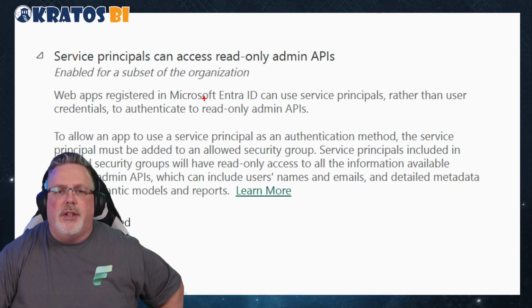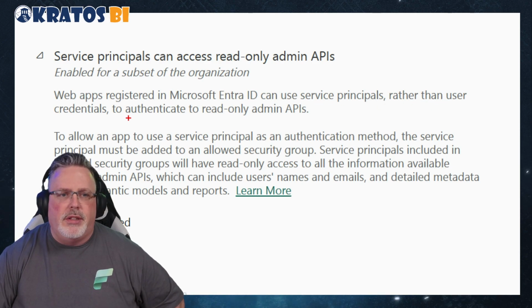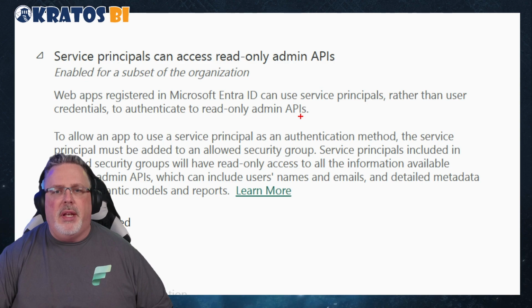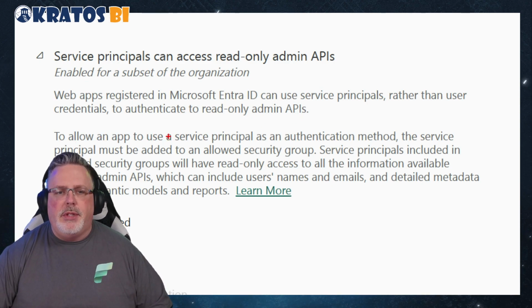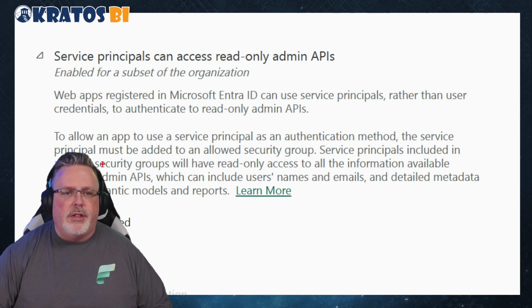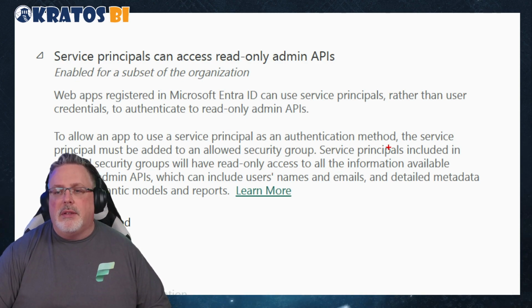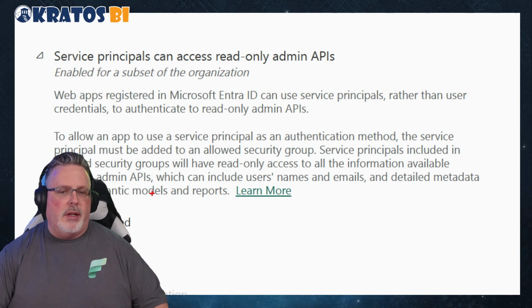Web apps registered in Microsoft Entra ID can use service principals rather than user credentials to authenticate to read-only admin APIs. To allow an app to use the service principal as an authentication method, the service principal must be added to an allowed security group. Service principals included in allowed security groups will have read-only access to all of the information available through admin APIs, which can include users' names, emails, and detailed metadata about semantic models and reports.